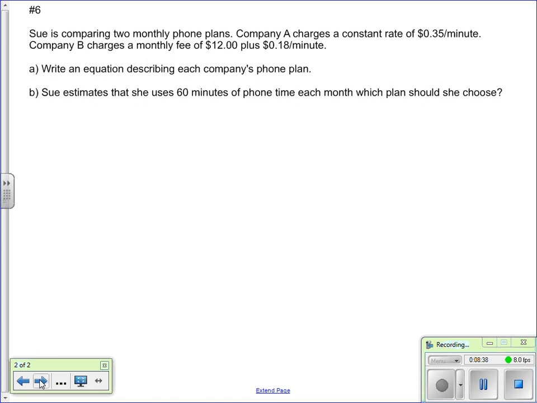So right away, looking at these two phone plans, that one right there will be a direct linear relation. There's no flat rate to it. This one here is going to be a partial. So for part A, write an equation describing each company's phone plan. Let's look at Company A, because that's easy.